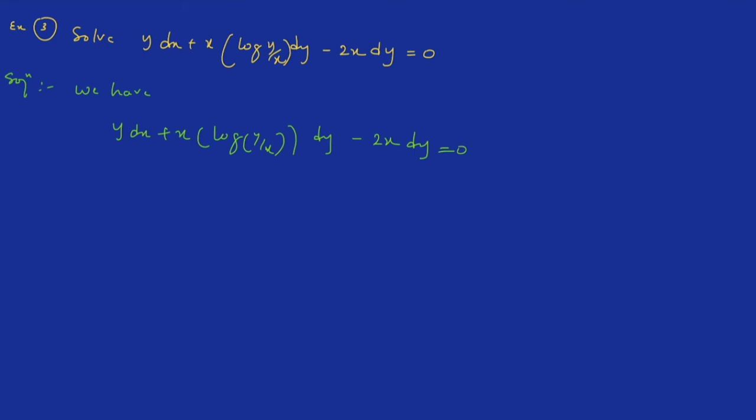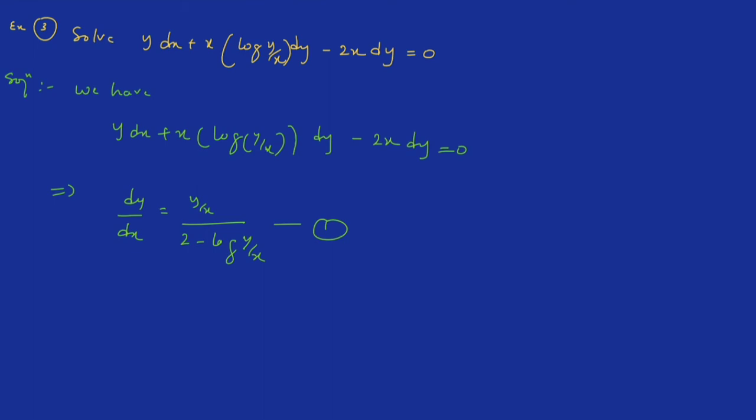Now convert it into the standard form. What we get here is dy/dx equals (y/x) divided by (2 minus log(y/x)). Take it as equation 1.